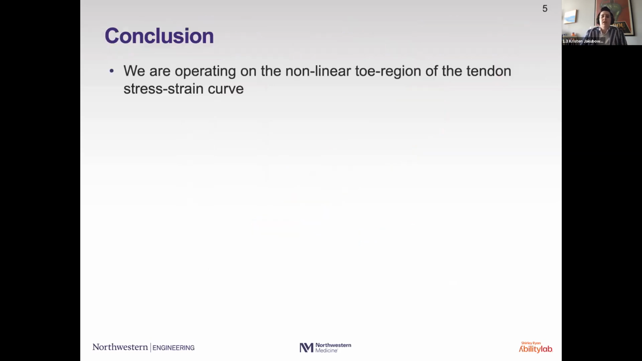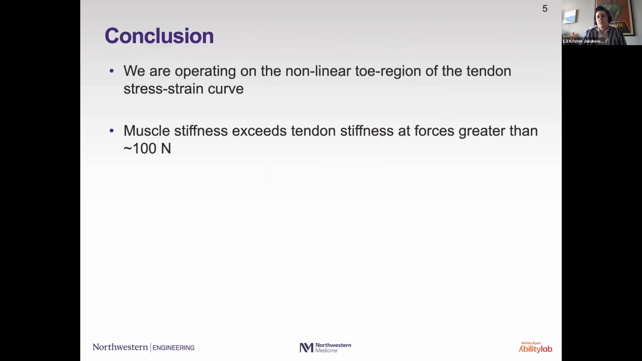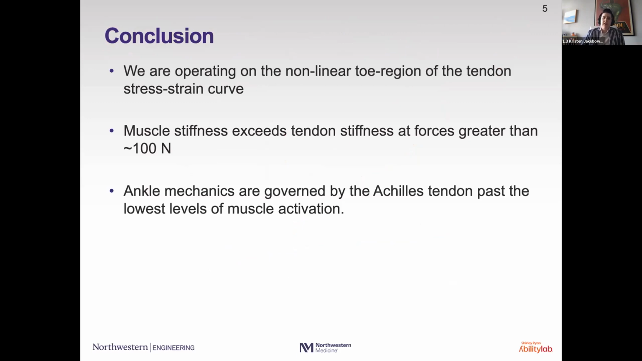So there's a couple of key conclusions from this. First, as I mentioned, we're likely operating on the nonlinear toe region of the tendon stress-strain curve. Second, we demonstrate that the Achilles tendon is less stiff than the muscle over most of the tested range. Since the mechanics of the ankle are going to be constrained by the more compliant component, this implies that ankle mechanics are governed by the Achilles tendon over nearly the entire range of physiological activations.